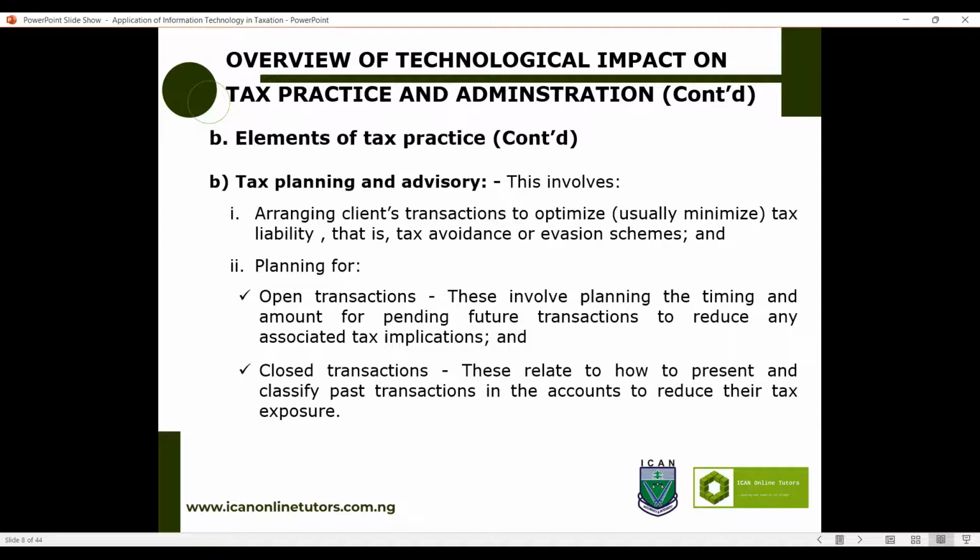Okay, so now in doing this, for tax planning, we have open transactions and closed transactions. How do we manage these two types of transactions? For open transactions, it involves planning the timing and amounts for pending future transactions to reduce any associated tax implications. For instance, you are expecting 1 billion naira from your customer, and you know that if your customer should pay the whole 1 billion naira within a month, you are paying 7.5% of the 1 billion naira, which is 75 million naira. Okay, and this seems to be too much for you to pay in a month.